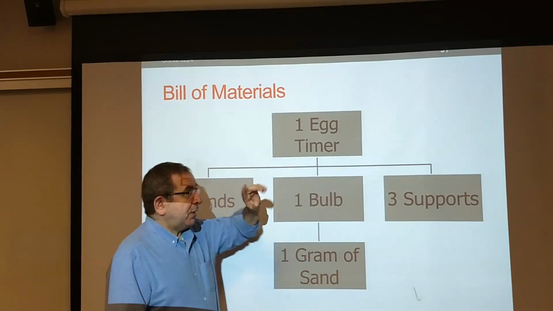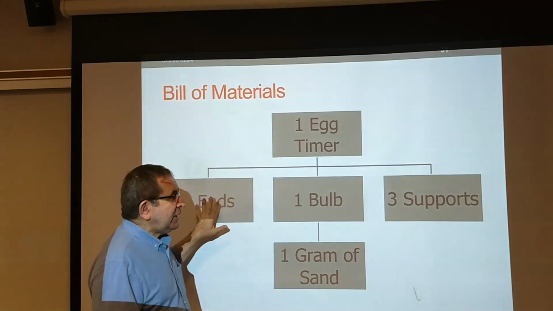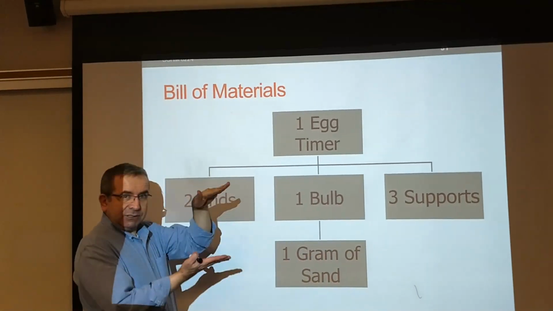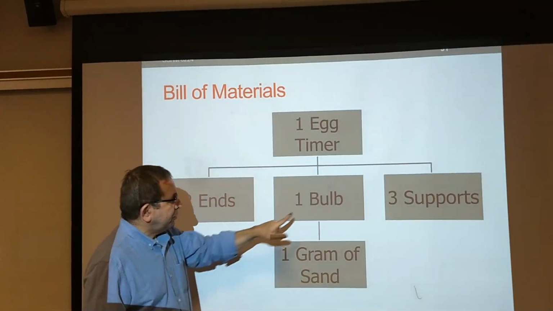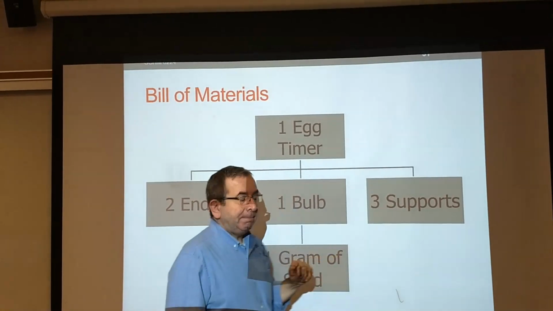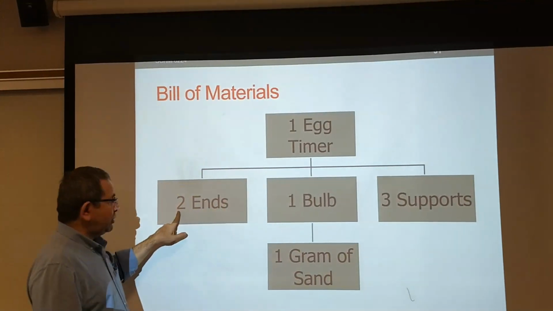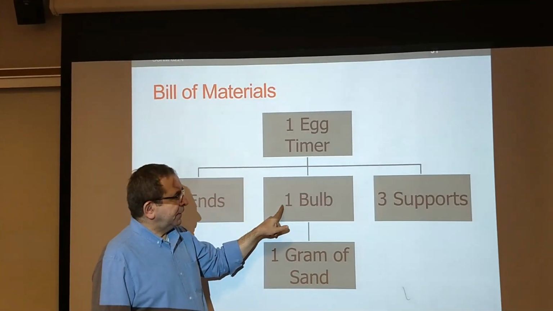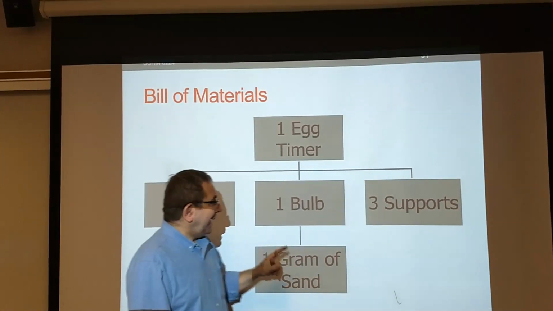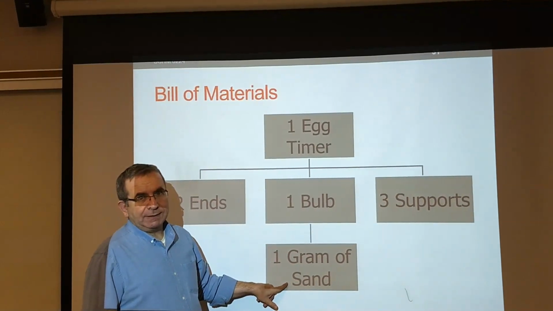Now, if you want to make one egg timer, a single item, you need certain raw materials. You need ends, maybe top and bottom. You need one bulb. You need supports. Okay? For one finished good item, you need 2 ends, 1 bulb, and 3 supports. Okay? And then for this 1 bulb, you need 1 gram of sand.